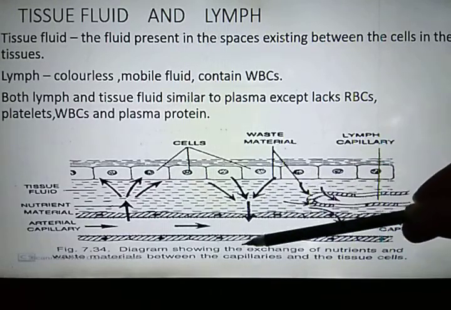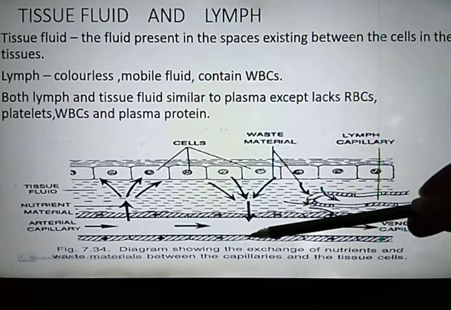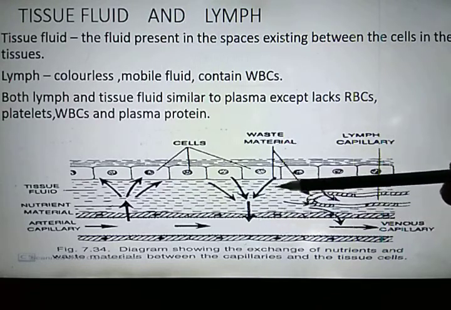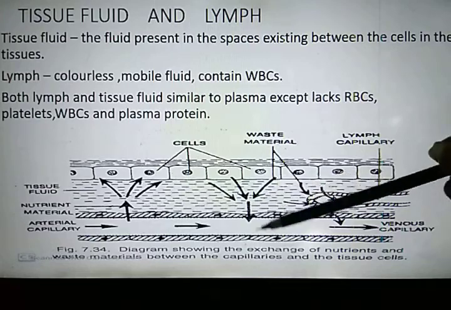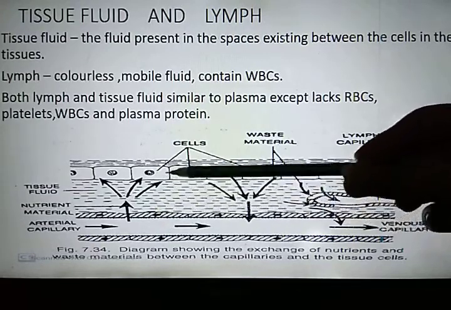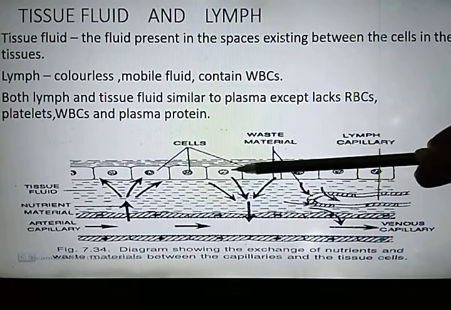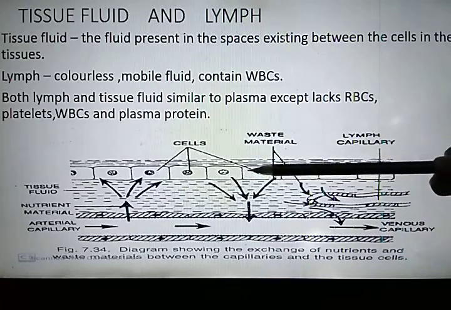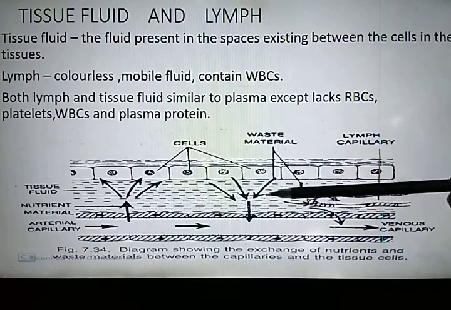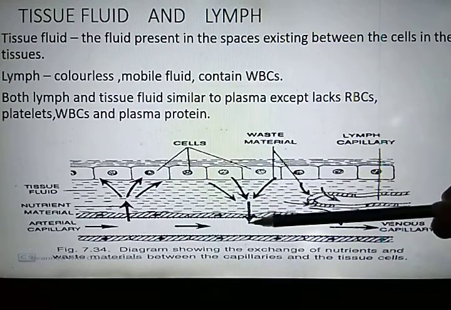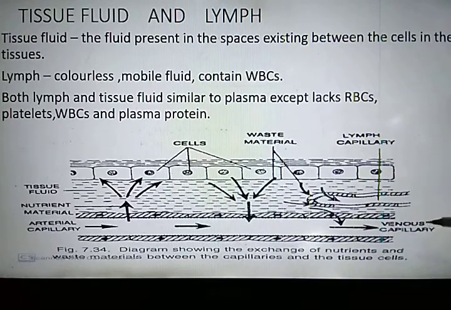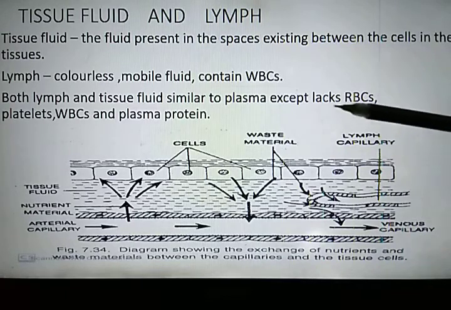Now after some time, this tissue fluid is reabsorbed into the blood capillaries. Most of the tissue fluid is reabsorbed into the blood capillaries. Some of the tissue fluid is collected. Now what happens is that first of all the cell will gain all the material, and the cell in turn will return its waste material into the tissue fluid, and the fluid along with the waste material enters into the blood vessel, and later on forms venous capillary. Venous means which carries deoxygenated blood.